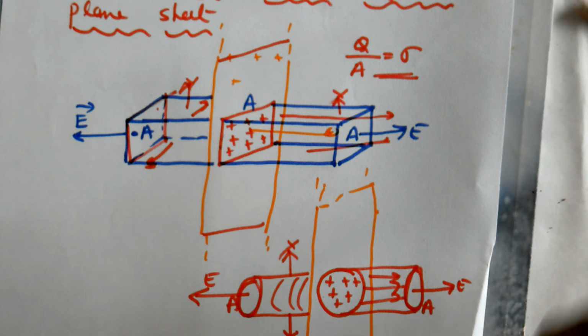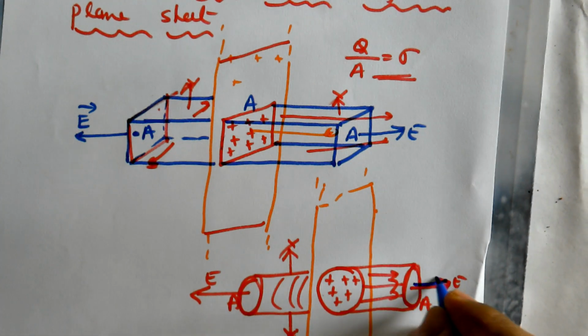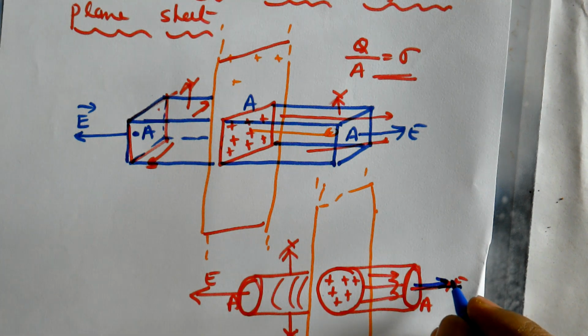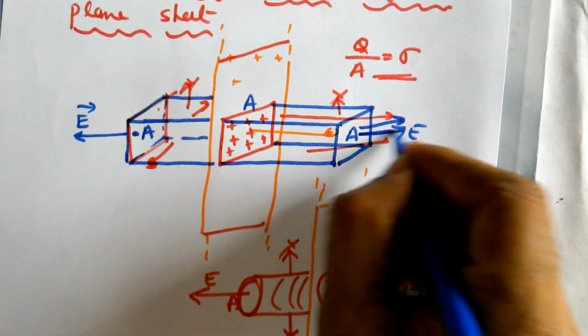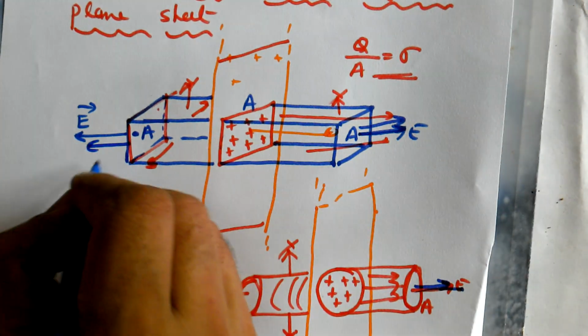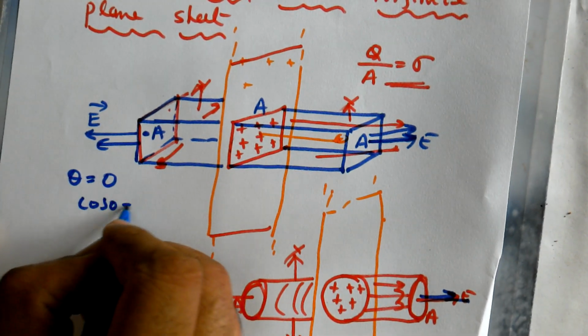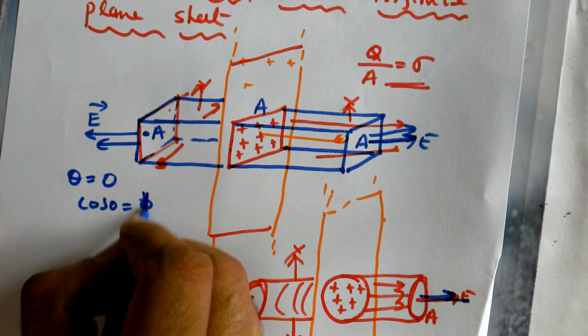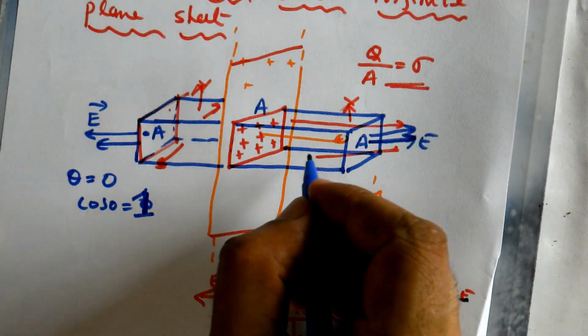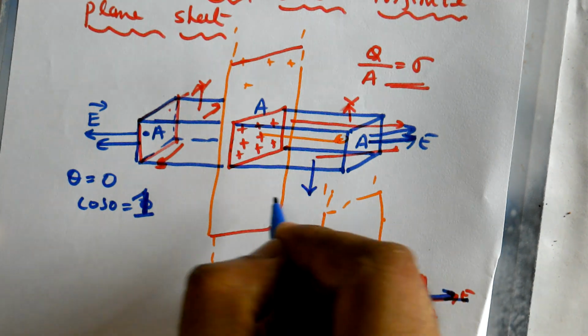How do they cross? Normal to the surface and electric field lines are in the same direction. Normal to the surface and electric field lines are in the same direction here also. So theta is 0 and cos 0 is 1. Whereas for these surfaces, normal to the surface is like this.